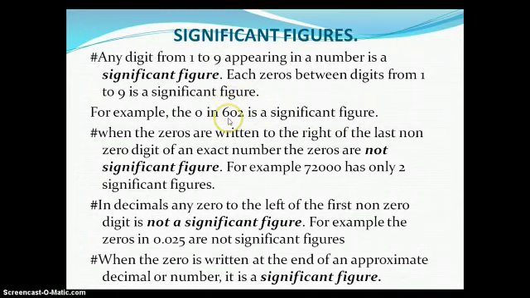6 is a significant figure. Also this 0, because it occurs between 6 and 2, is a significant figure, and also this 2 is a significant figure. So there we have 3 significant figures.